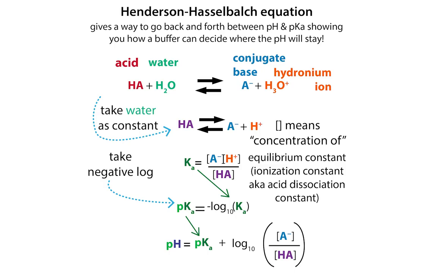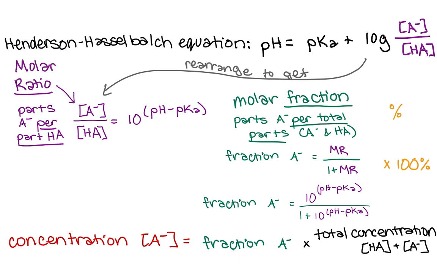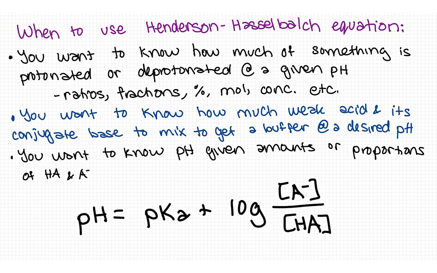There's an equation called the Henderson-Hasselbalch equation that allows you to go between pH and pKa values in order to figure out things like what proportion of an acid is in the protonated or deprotonated state, as well as to calculate how much of the conjugate acid and conjugate base to mix together to get a buffer of a specific pH.